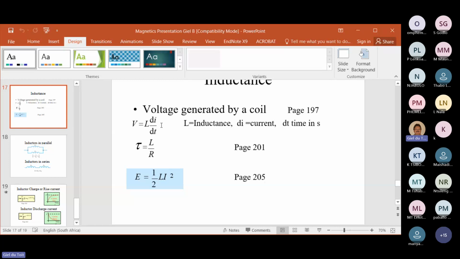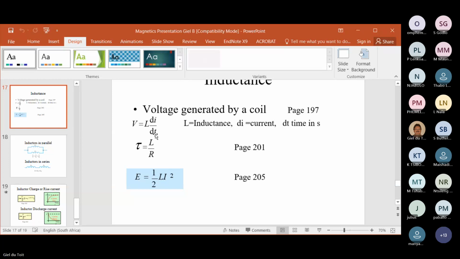So the voltage over an inductor is the inductance times the change in current over the change in time. So if my current changes from 10 ampere to 20 ampere, that will be 20 minus 10. So di will be 10. di is the change in current. If I go from 9 ampere to 15 ampere, my current change was 6 ampere, 15 minus 9.